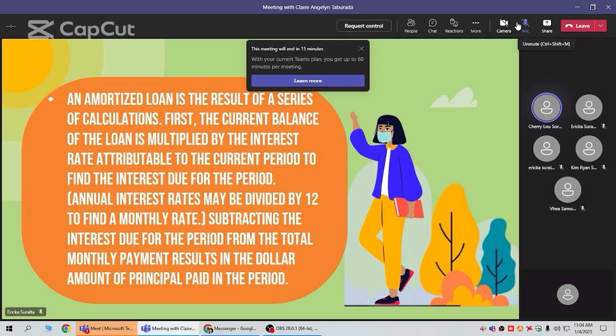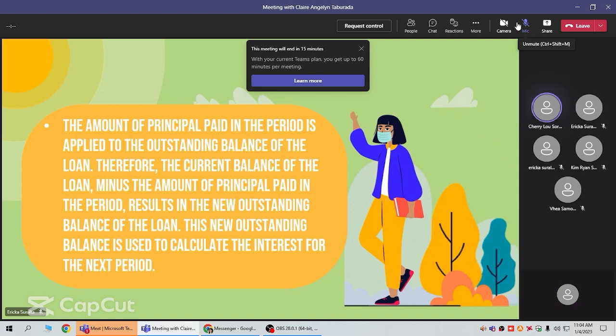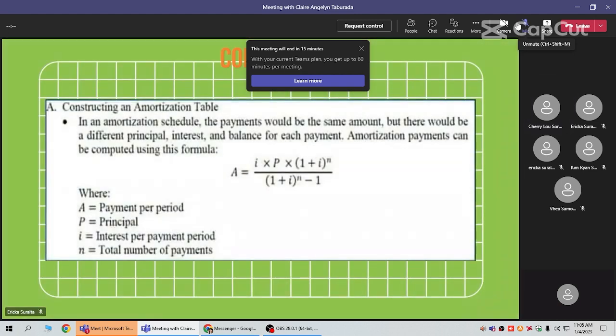Subtracting the interest due for the period from the total monthly payment results in the dollar amount of principal paid in the period. The amount of principal paid in the period is applied to the outstanding balance of the loan. Therefore, the current balance of the loan minus the amount of the principal paid in the period results in the new outstanding balance of the loan. This new outstanding balance is used to calculate the interest of the next period. So let's proceed to the computation of loan amortization. For the computation of loan amortization, we have to follow this formula.